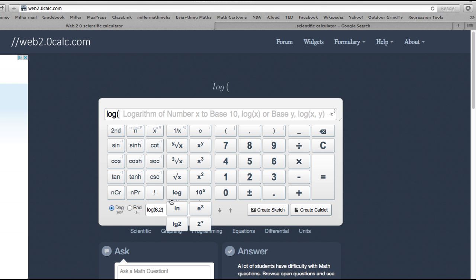Now, I found this one, and it's sort of hard to see, but it says here logarithm of number x to base 10. So, for example, if you just type in the number this way, then that's telling you here the log base 10 of 100. But for example, if I wanted the log base 2 of 5, I could do this, the log base 2 and then of 5.